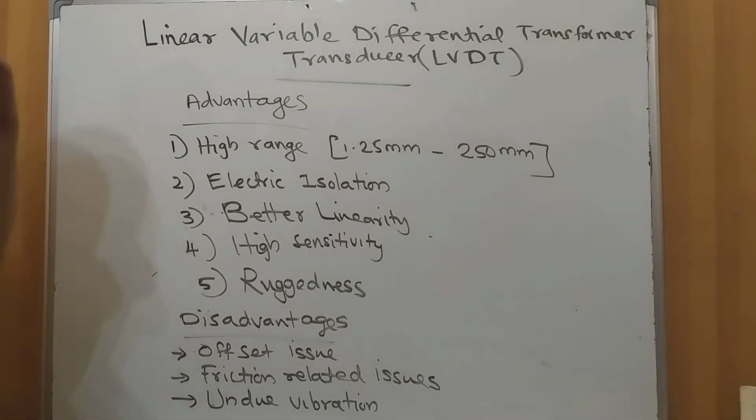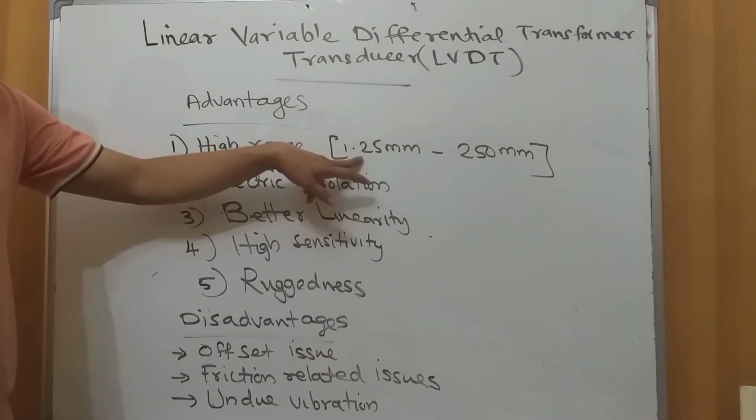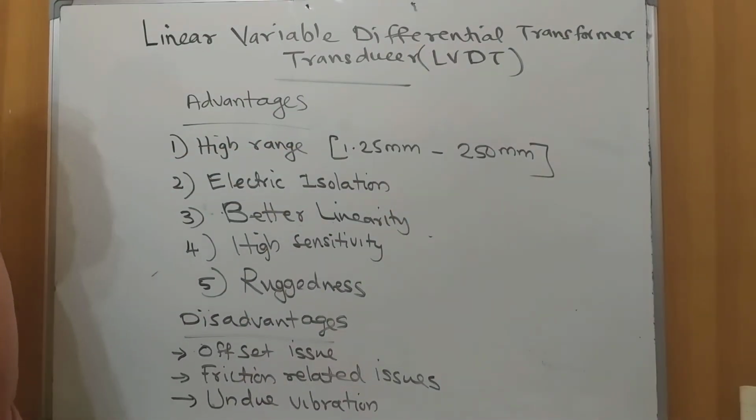Now we'll look at the advantages of LVDT transducers. One of the important points is the range of displacement that can be achieved by using this particular transducer. A high range is possible, like 1.25 mm of displacement up to 250 mm of displacement. It is quite a big number, a higher value compared to other types of transducers like the reluctance type.